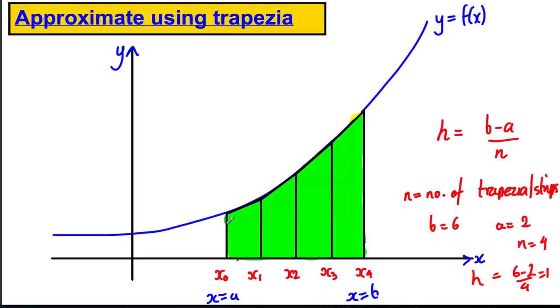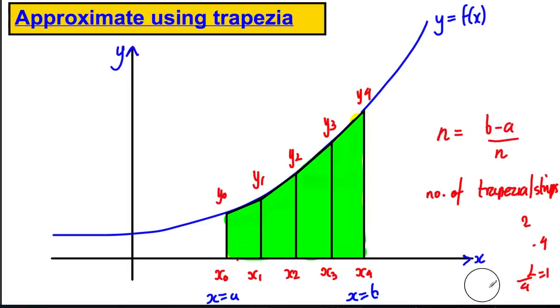Suppose also that when we worked out f of x0, it gave us y0. When we worked out f of x1, it gave us y1, this height I mean. When we worked out f of x2, it gave us the height y2, similarly y3, and lastly y4. Okay, so suppose we had done all that.